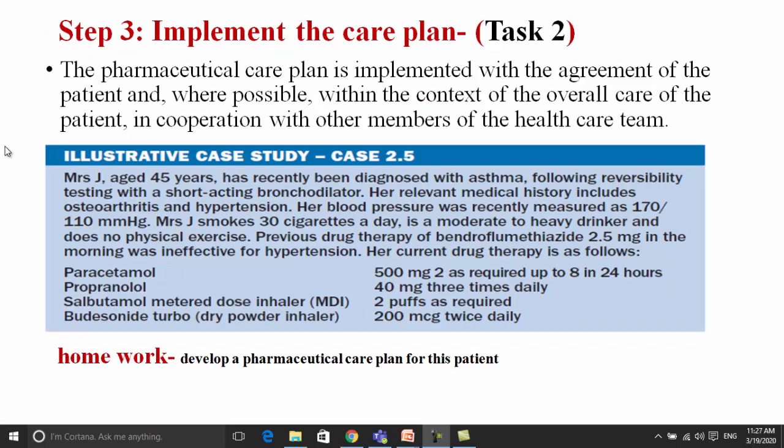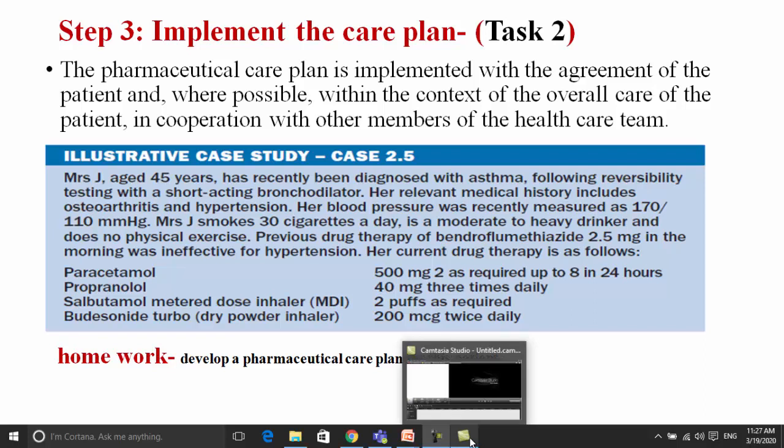Here, step three, I think we will stop here, and in the second part, the next lecture, we will talk about steps three and four. But for you, there is homework. I need you to read this case carefully and develop a pharmaceutical care plan for this patient. So this task two is homework again, and you have to develop a pharmaceutical care plan for Mrs. G. I will stop now as I finished part one of lecture three.